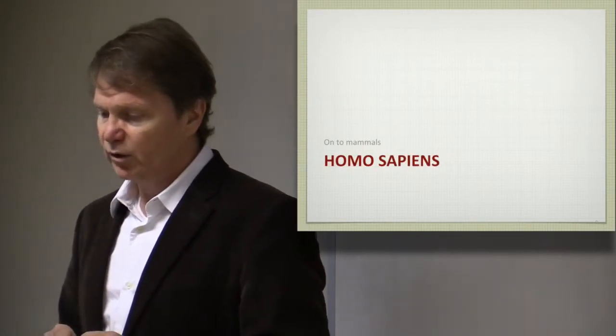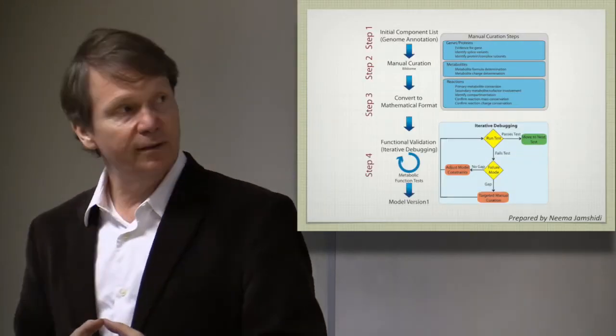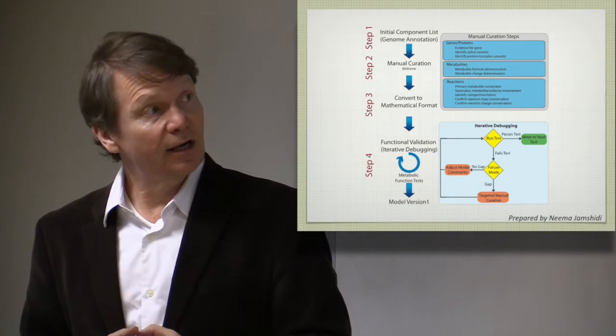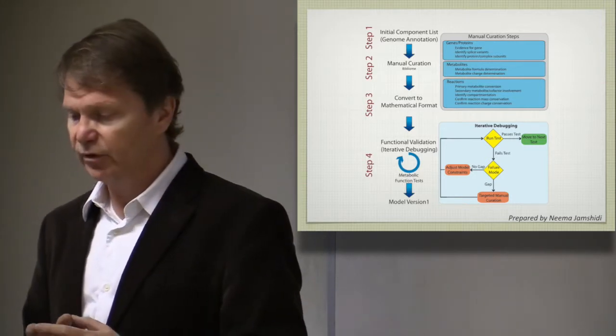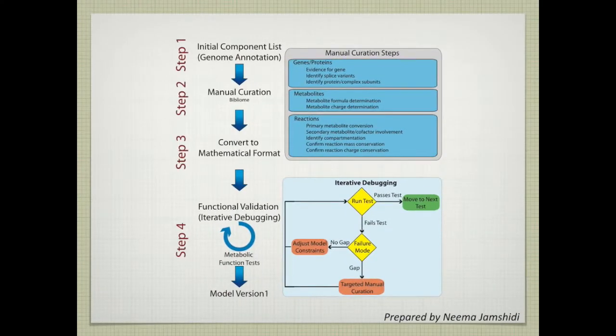So let's say a little bit about humans. I've already mentioned Recon 1 several times. And this image was actually shown earlier. So this is the process that went into building Recon 1 with the 4 steps. And the validation step, in this case, the last one, addressed 288 functional tests of human metabolism. And through this iterative process I mentioned, they could all be reconciled, and Recon 1 can recapitulate those 288 metabolic functions.